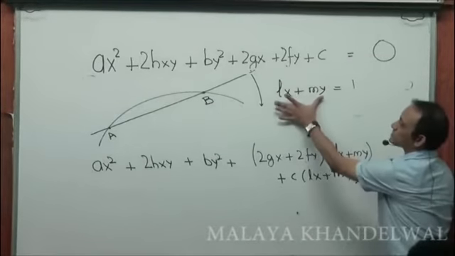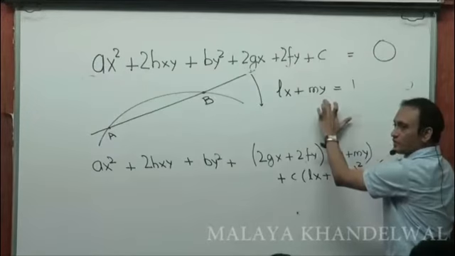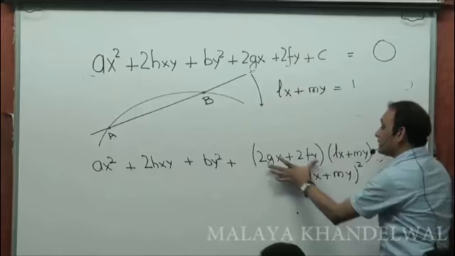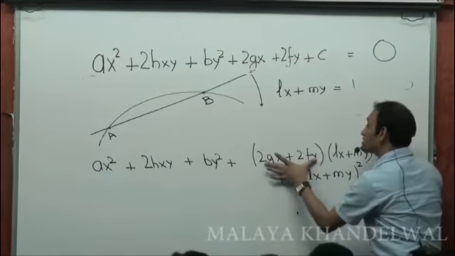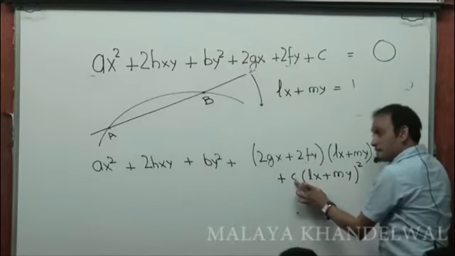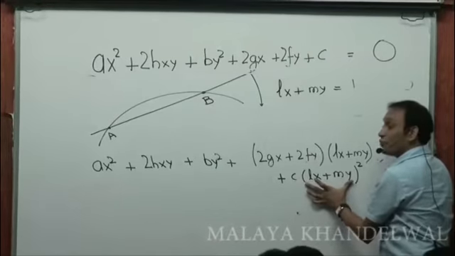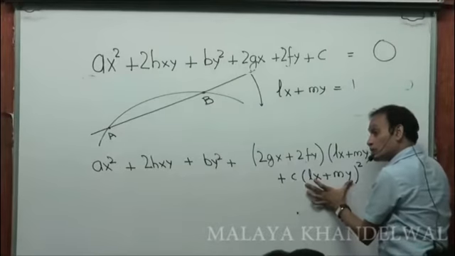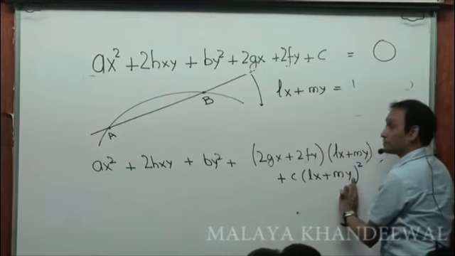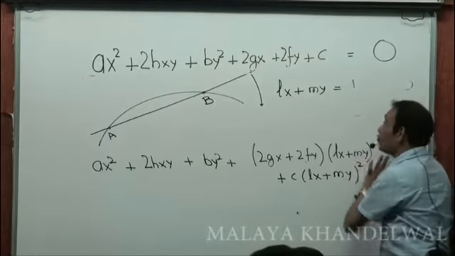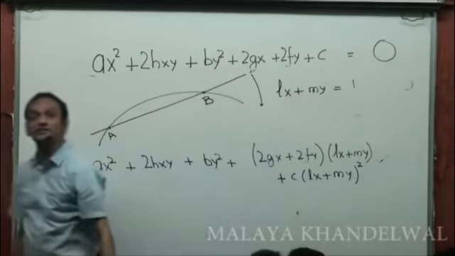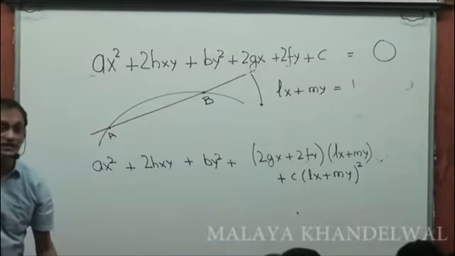This is the line. Let me just rewrite, tinker with the looks of the line. I can write every line in this form, lx plus my equal to 1. Then I multiply this term with lx plus my. This will become a degree 2 term. C is degree 0. I multiply with lx plus my whole square. It will become a degree 2 term. X square, xy, y square, all are degree 2. So now this entire expression has been converted into a degree 2 expression in x and y.